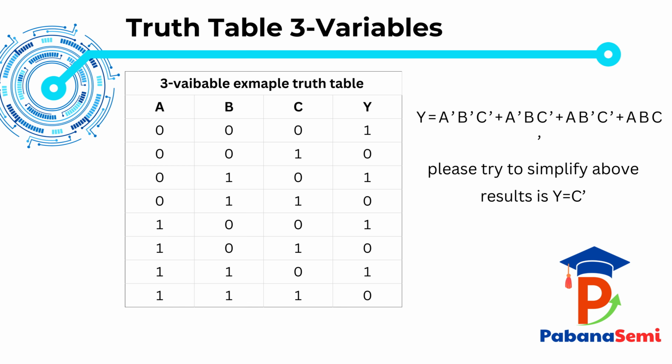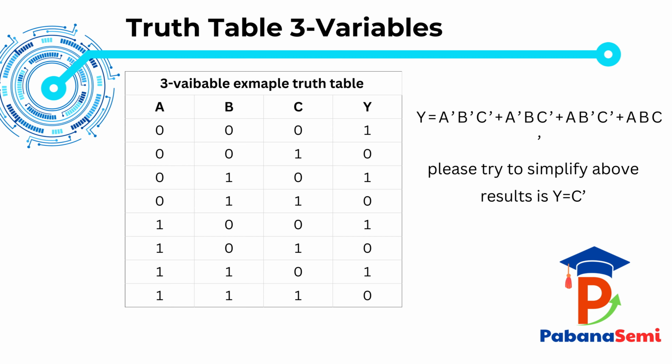Observing the output pattern. Let us now observe when the output Y becomes 1. When A equals 0, B equals 0, C equals 0, output Y equals 1. When A equals 0, B equals 1, C equals 0, output Y equals 1. When A equals 1, B equals 0, C equals 0, output Y equals 1. When A equals 1, B equals 1, C equals 0, output Y equals 1. Notice an important pattern. Whenever C is equal to 0, the output Y is equal to 1. Whenever C is equal to 1, the output Y becomes 0.